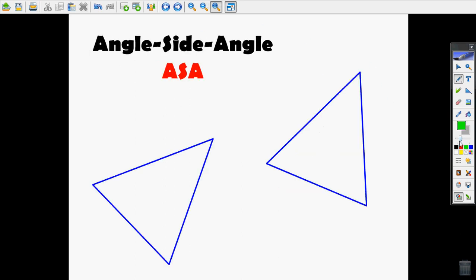So then we have angle, side, angle. And so here we've got congruent angles here. I've got congruent angles here. And then if the side between them is the same, that's why the S is in the middle for angle, side, angle, ASA, these 2 triangles are congruent. So again, if I can show that 2 angles are congruent and the side between them is congruent, I don't need any other information. I automatically know that these 2 triangles are congruent to each other.